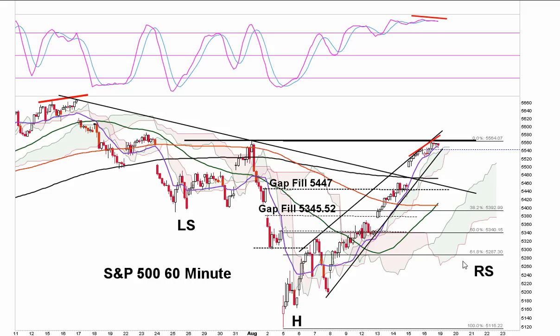And again, it very well could be we see more distribution and we come back down towards this area or beyond it, and this low, or even take this low out and move towards the 200 period moving average.